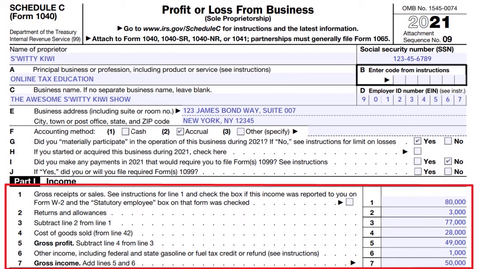Other income, we put in there 1,000. So your gross income is a nice 50 grand for the year. Do you follow me? All right.